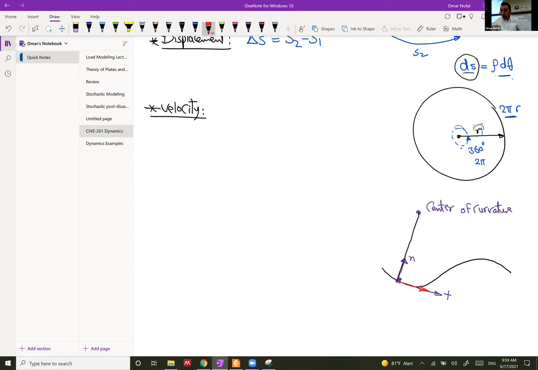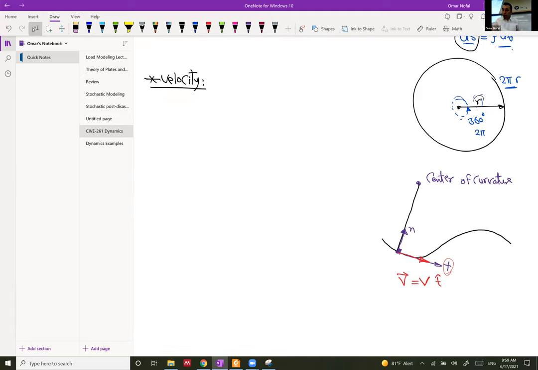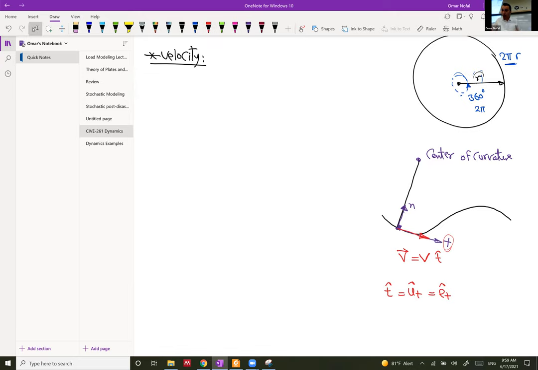If we want to write the velocity vector V, it should be equal to the magnitude of the velocity, with a unit direction in the tangent direction. So we call it T hat. Sometimes we call the unit vectors of the tangent and normal T hat or UT hat or ET hat. I might use them interchangeably, but all of them are the same. Similarly for N hat, we call it UN hat or EN hat. Hibbeler's textbook uses this one. We sometimes will use this one.